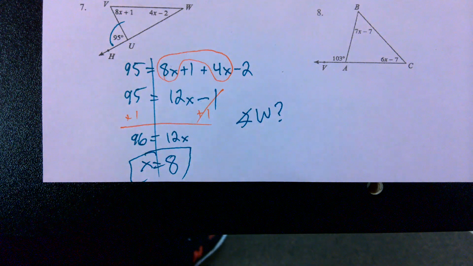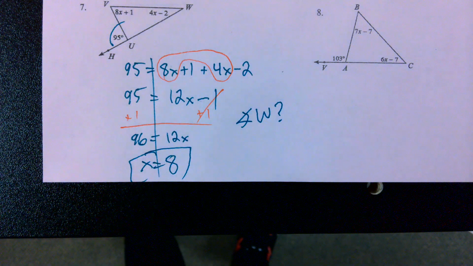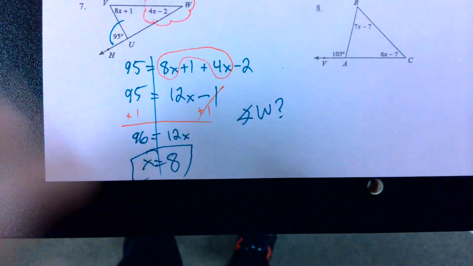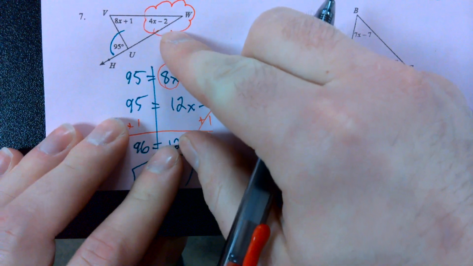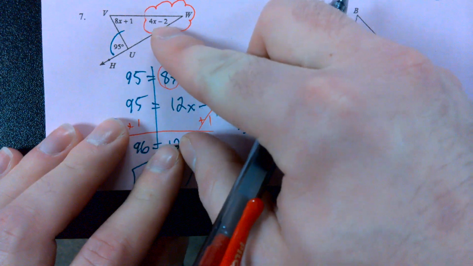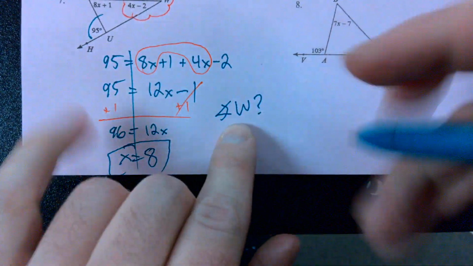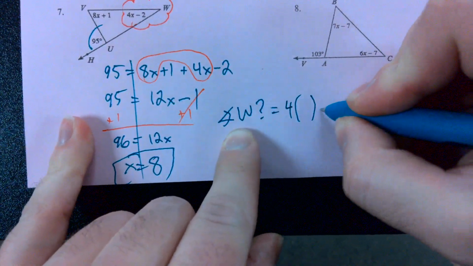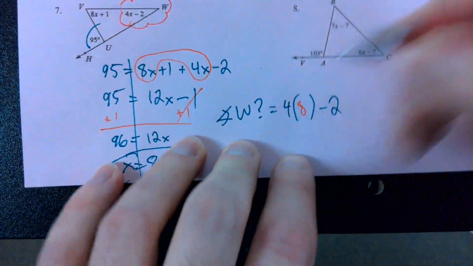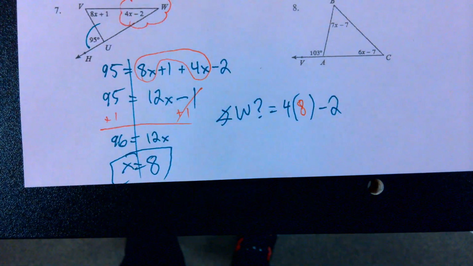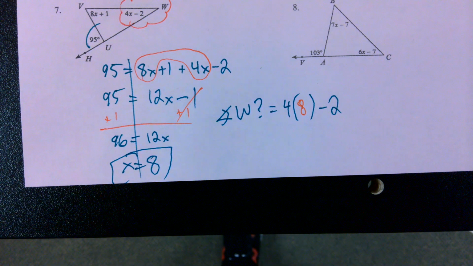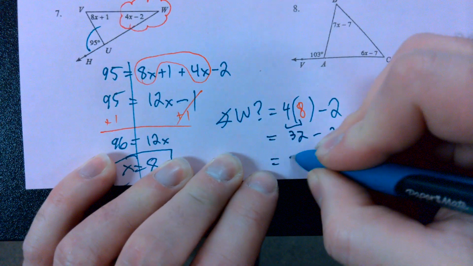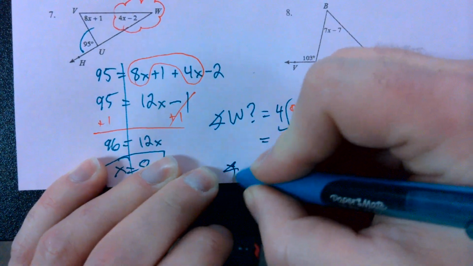Multiply 8 by 4 and then subtract the 2. Where are you getting this 4 and this 2 from, Azalea? That's exactly right. Right here in our diagram at the W angle, right? Angle W is equal to 4x minus 2. So if we want to find what angle W is equal to, we just take away our x and plug in the x that we found, which was 8. 4 times 8 gives us 32. And 32 minus 2 gives us 30 degrees.